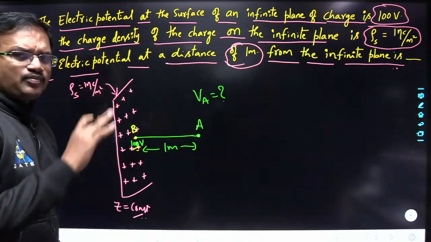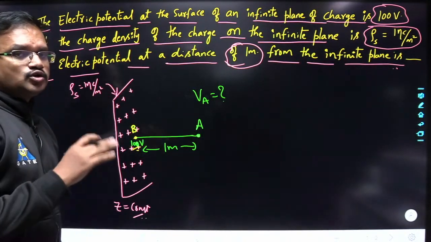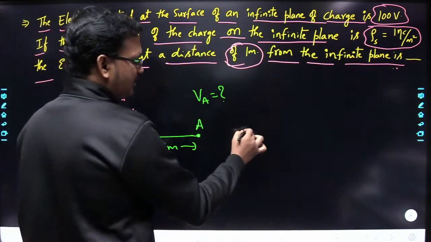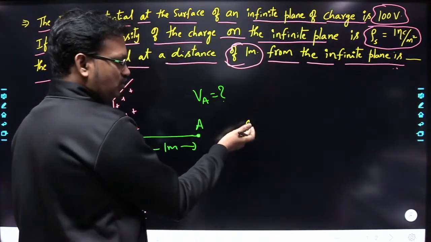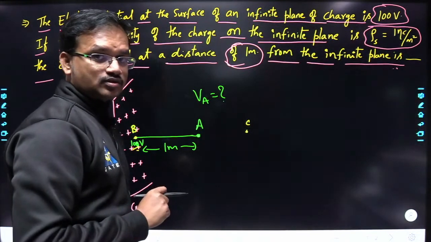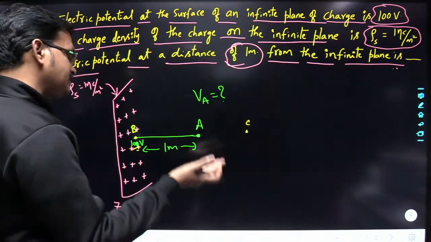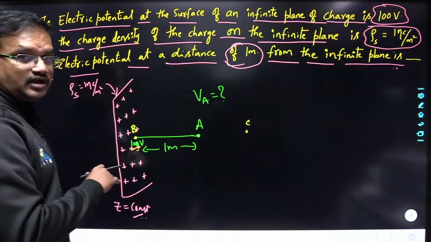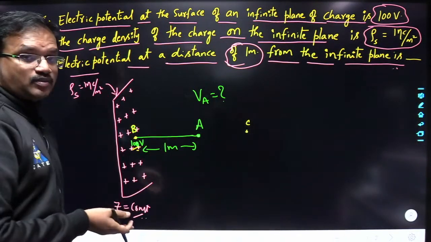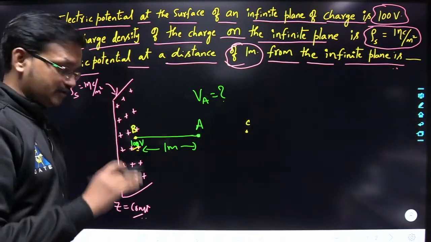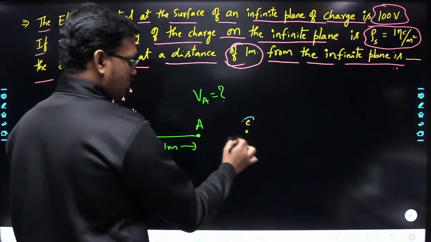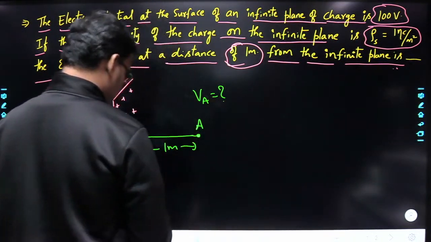You can take any point as reference here. Suppose I take some reference point C, but I don't know the potential at C. Understood? If I know the potential at that reference point, then with respect to that reference potential, I can determine the potential at any other point, right? So just follow the procedure here.